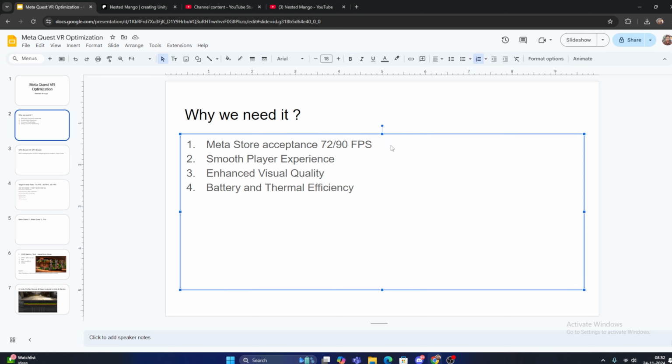First, if you are launching on the Meta store, the App Store, or the Google Play Store, their stores have some requirements, like your application should be smooth. For smoothness they give a particular FPS target, so you have to meet that. For the Meta store, your FPS should be 72 or 90 depending on the application. The minimum should be 72 FPS. At that point they accept your application, otherwise there is a high chance that your application will be rejected.